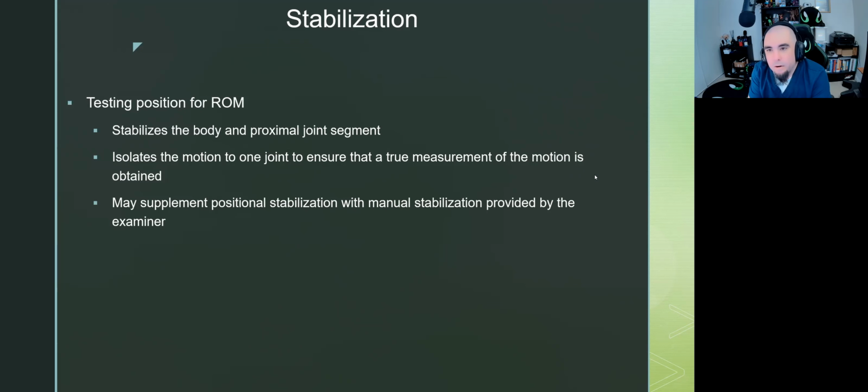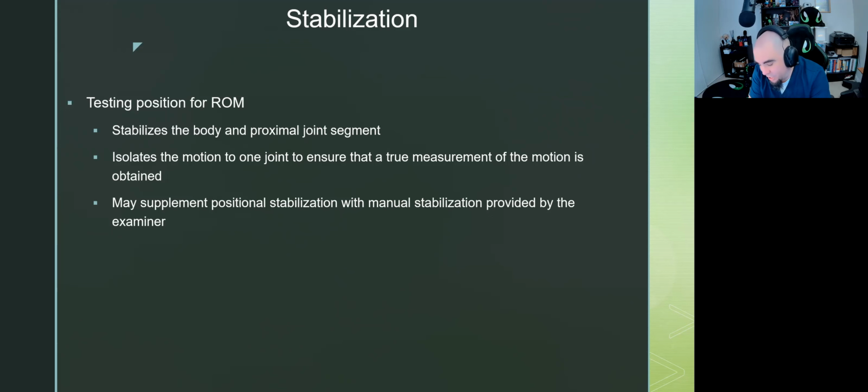So when we are starting to test for range of motion, we're going to put the patient in a position that stabilizes the body and will stabilize the proximal joint segment. Then we're going to isolate the motion to one joint at a time so that it's a true range of motion measurement of that joint itself. And then we may supplement positional stabilization with manual stabilization.